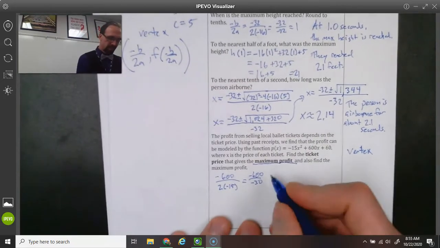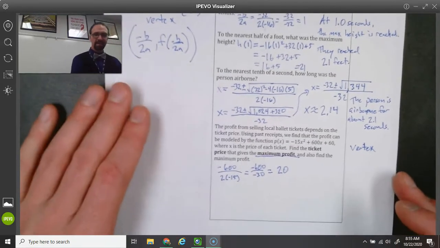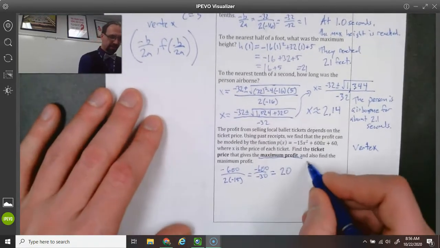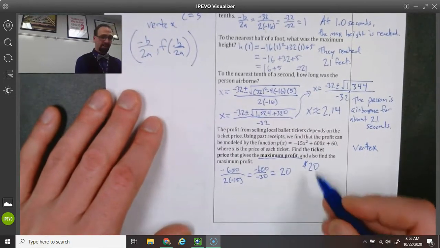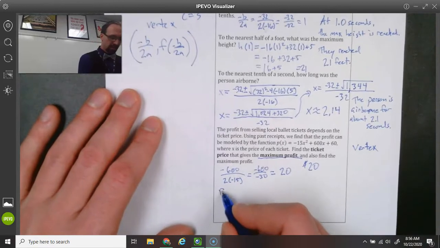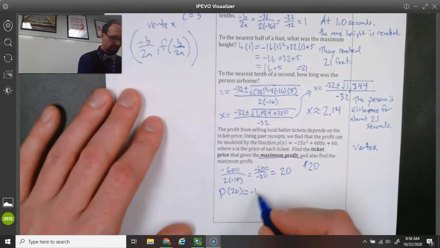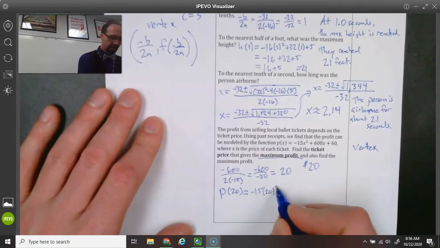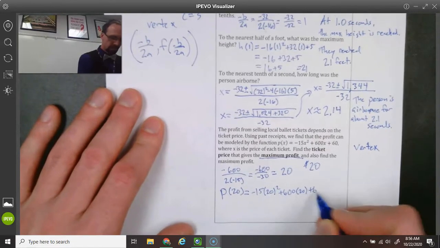It is 20. So 20 is the ticket price. So $20 is the ticket price. So then to find the maximum profit, we plug 20 back into this equation. So profit of 20 is equal to negative 15 times 20 squared plus 600 times 20 plus 60.